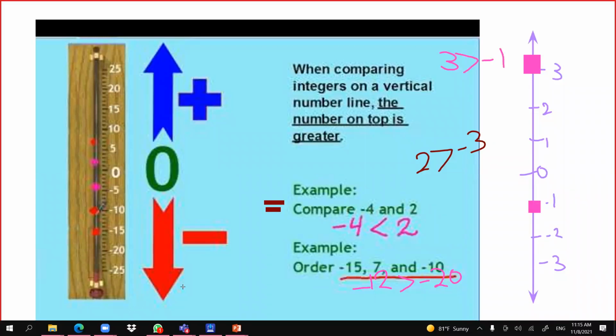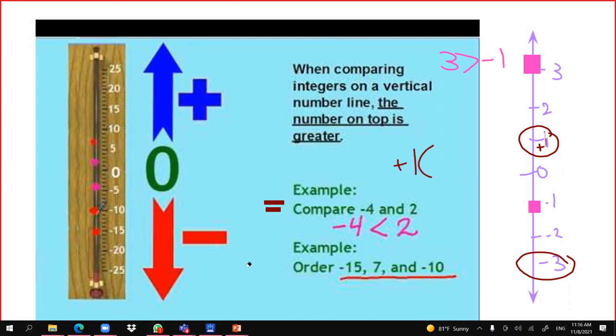So if you compare now between negative 1, sorry, negative 1 and positive 1 and negative 3, which is greater? Positive 1. Bravo. Why? Because it is on the top. So the number that is on the top will be greater. That's it.